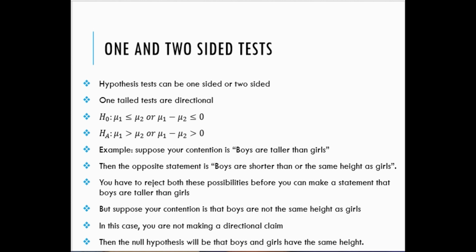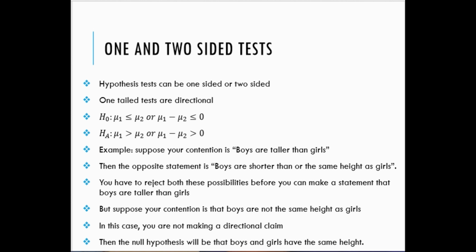Suppose your contention is boys are taller than girls, then the opposite statement is boys are shorter than or the same height as girls. If you get evidence for boys being shorter than girls, then you have to reject the contention, and if you get evidence for boys being the same height as girls, then also you need to reject the contention that boys are taller than girls. This is written as an alternate hypothesis and this is written as a null hypothesis. So you have to reject both these possibilities before you can make a statement that boys are taller than girls.